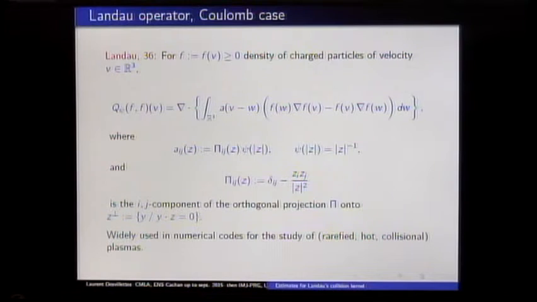And this matrix is made in the following way. It is a multiplication of a scalar function of V minus W, more precisely of the modulus of V minus W, by a matrix here, which is nothing but the projection matrix onto the orthogonal of Z, that is V minus W. So you have the projection on the orthogonal of V minus W multiplied by a number, and in the computation due to Landau, this number is exactly 1 over |Z|, that is 1 over the modulus of V minus W. Okay? So the fact that this is exactly equal to this is really a consequence of the fact that you have an interaction between the particles which has a potential which is like 1 over R. Okay? This is directly related to that.